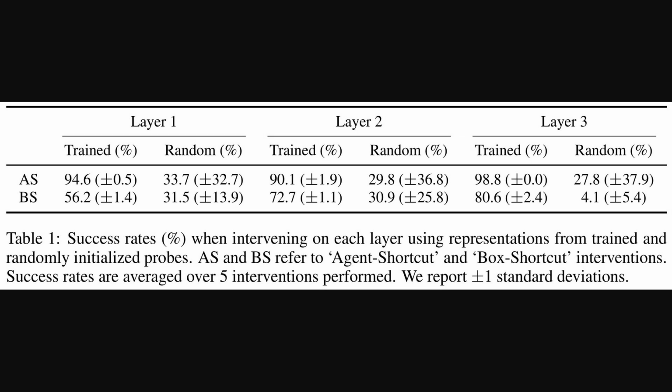Okay, so if those concepts really form the basis of plans, do they actually control the agent's actions? Well, this table tests exactly that. It shows success rates when the researchers intervened, basically injecting those learned concept representations into the network's layers. You can see interventions using the trained concepts, especially for agent shortcut, are way more successful, up to 98.8% compared to random ones. This really pins down the causal link between these representations and behavior.